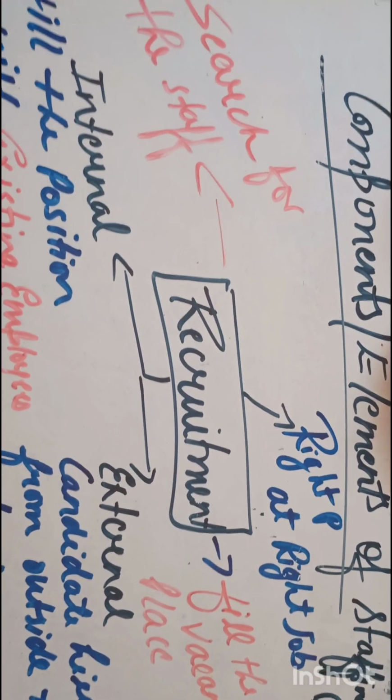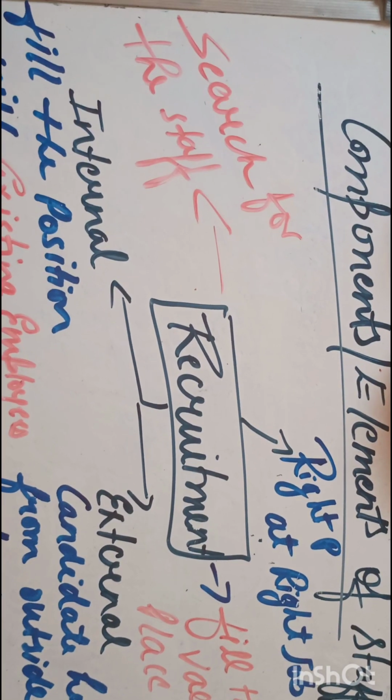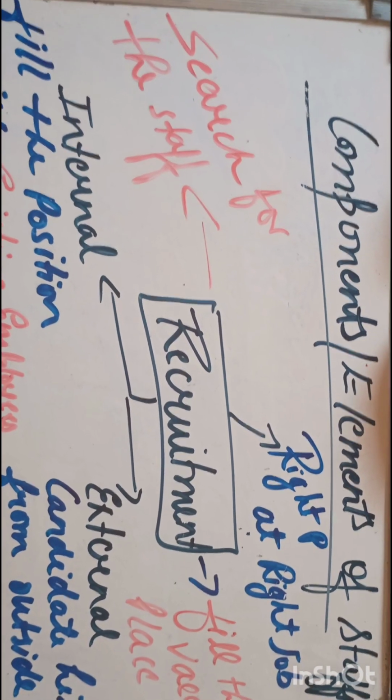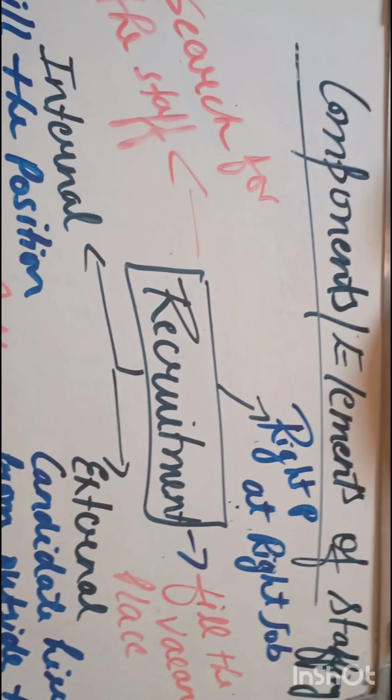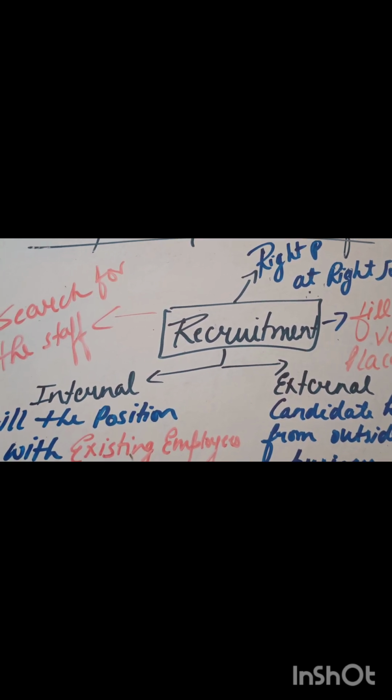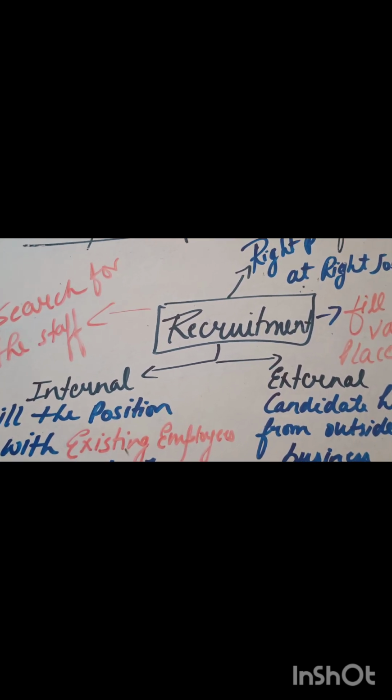There are three components or elements of staffing. First is recruitment, second is selection, and third is training. The first step of the elements of staffing is recruitment. So what is recruitment?